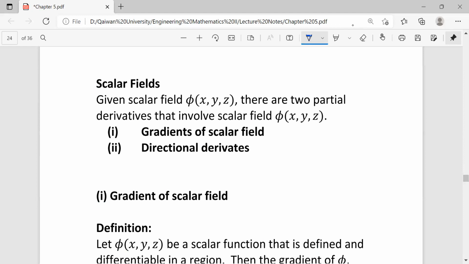Given a scalar field phi of x, y, z. This is a scalar field. It's a function of x, y, z. There are two derivatives that involve scalar fields, which are gradients and directional derivatives. In gradients and directional derivatives, we work on scalar fields to find the gradients and the directional derivatives.